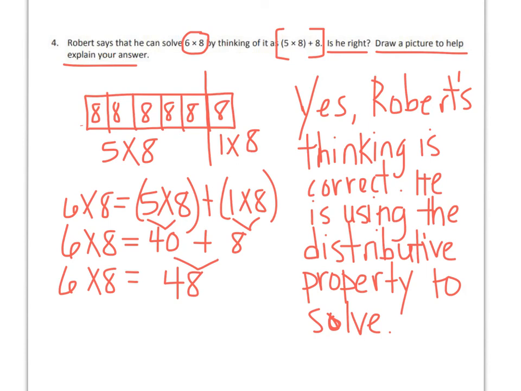In this case, Robert is correct in his thinking because he's using the distributive property to solve. 6 times 8 is the same as thinking 5 times 8 plus 8, or 1 times 8, because I know 1 times 8 equals 8. So Robert just didn't make the second multiplication problem since he knew it would be the same product. So Robert's thinking is correct.